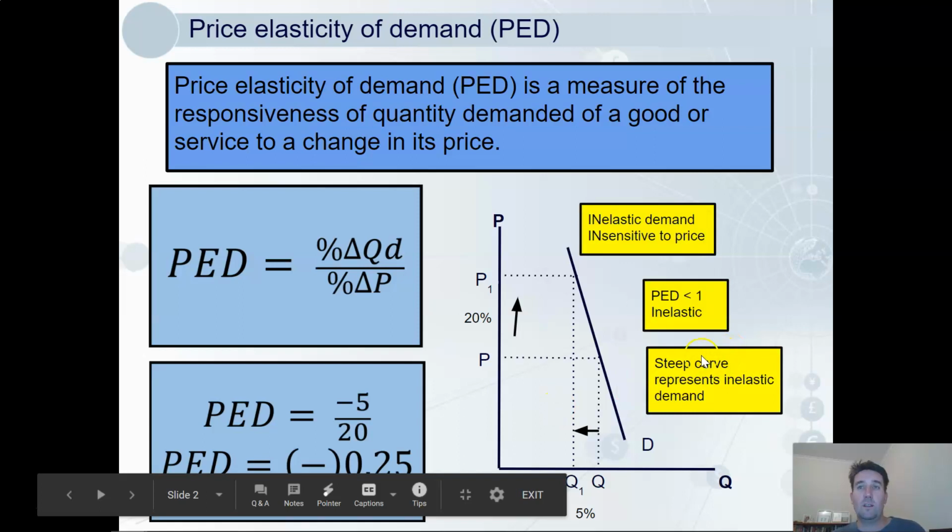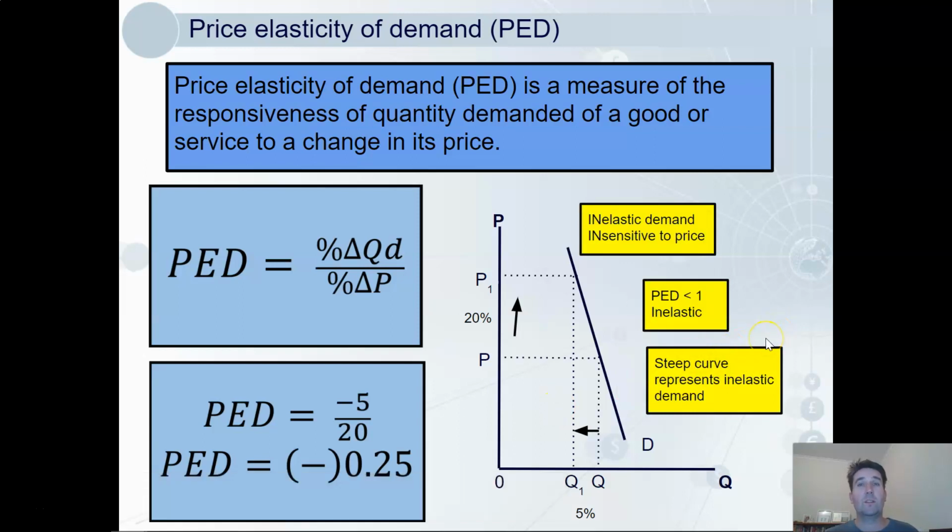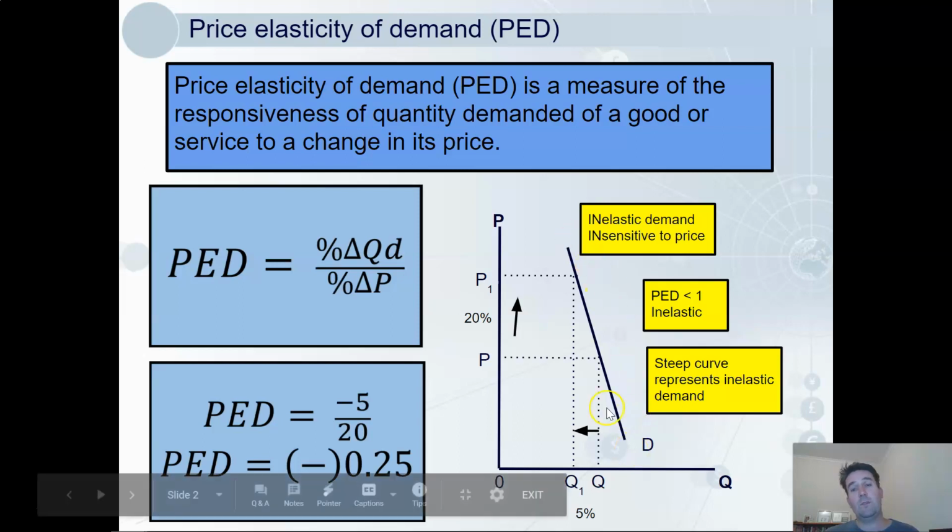The change in QD is less than proportionally responsive to the change in price. Inelastic demand means it is insensitive. Demand is insensitive to a change in price. A value of less than 1 means demand is inelastic, as generally does the steep slope of the demand curve. This is what an inelastic demand curve will look like.